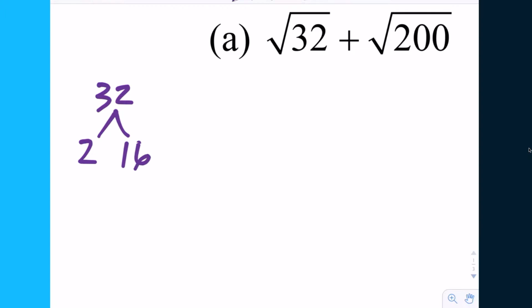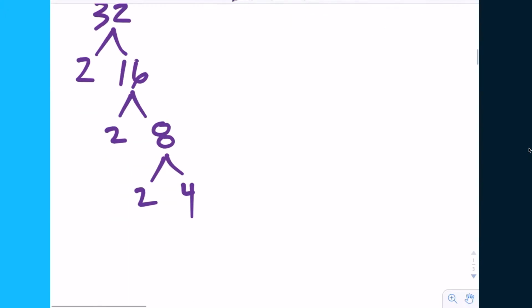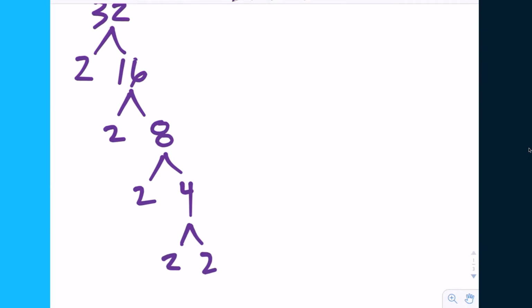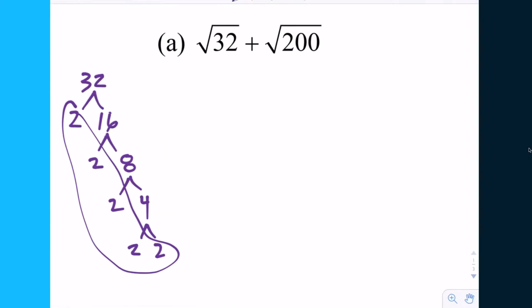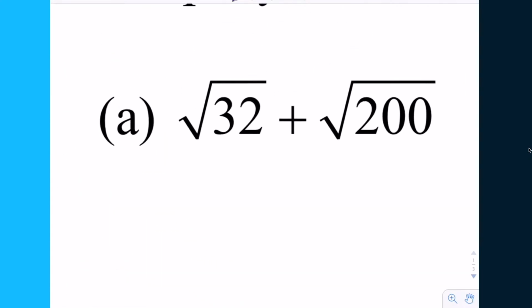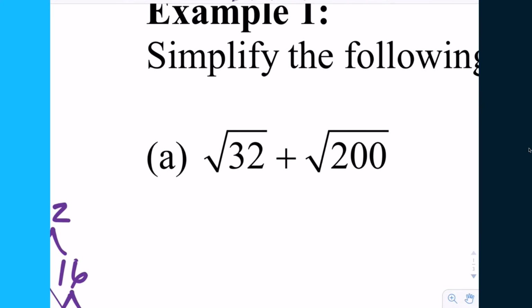It's going to be 2 times 16. That's 2 times 8. That's 2 times 4. And that's 2 times 2. So here's the prime factorization. It's 2 to the 5th, right? Here's what's nice about radicals. What's the implied root index if it's square root? 2. I'm going to go ahead and write it in there.